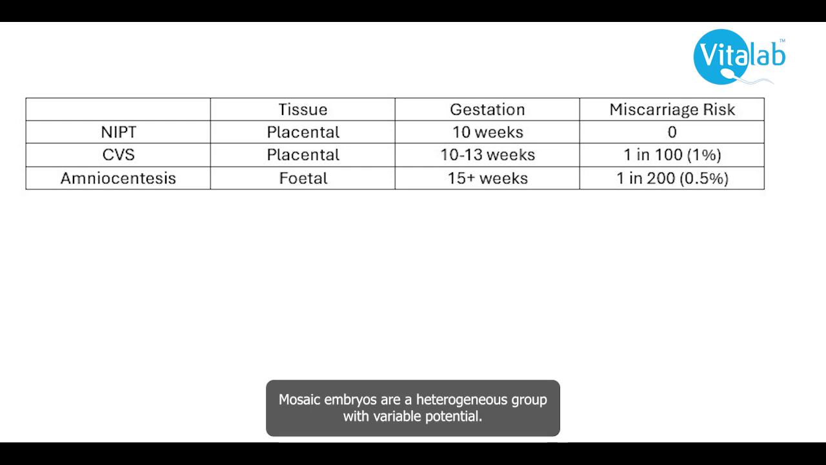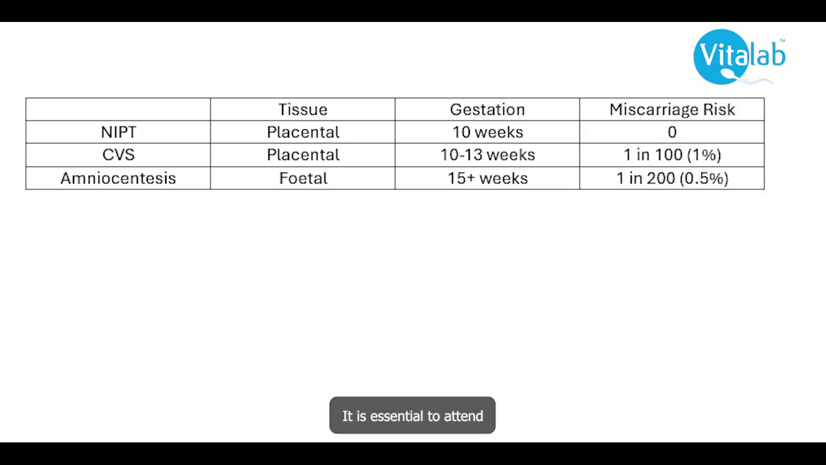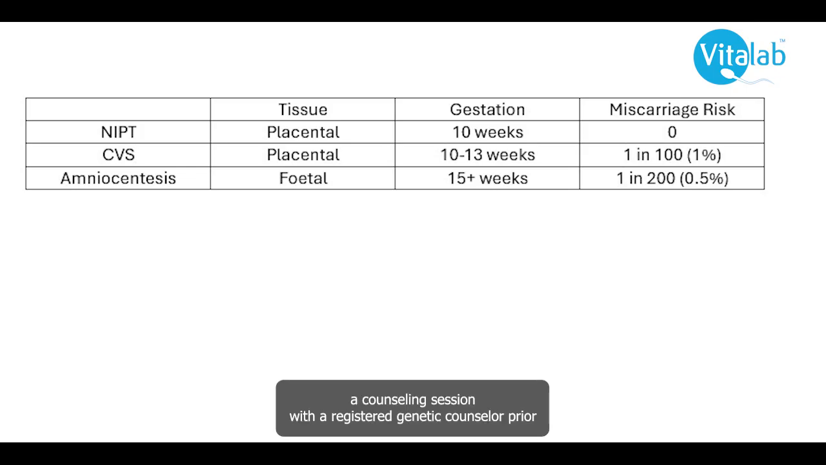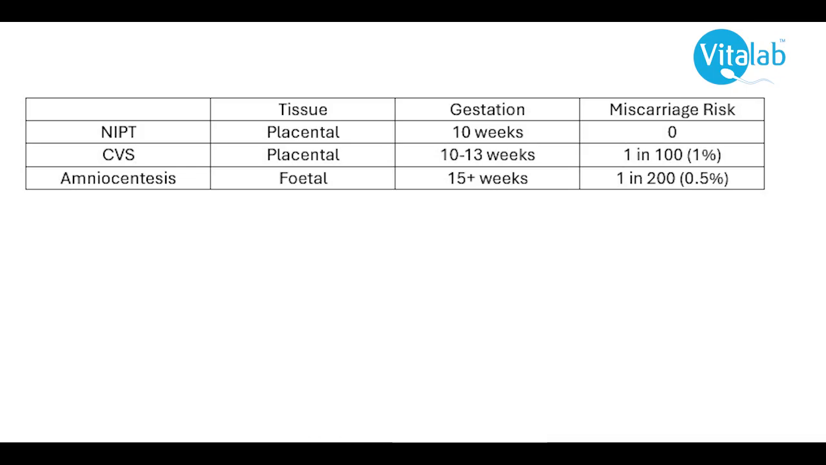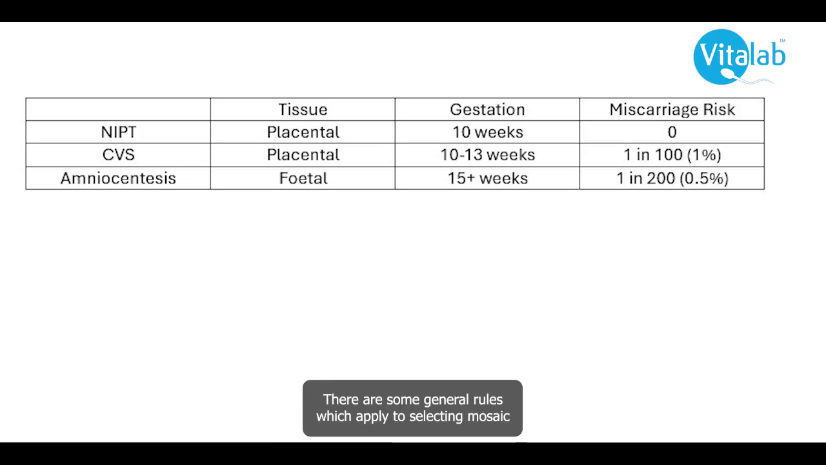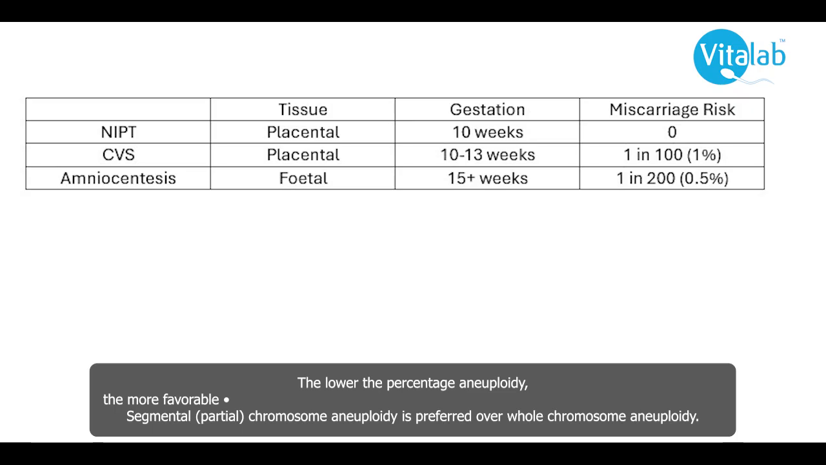Mosaic embryos are a heterogeneous group with variable potential. To understand the potential for success and risk, it is essential to attend a counseling session with a registered genetic counselor prior to considering the transfer of a mosaic embryo. Outside of this specific advice, there are some general rules which apply to selecting mosaic embryos for transfer. Low-level mosaics are transferable. The lower the percentage aneuploidy, the more favorable. Segmental partial chromosome aneuploidy is preferred over whole chromosome aneuploidy.